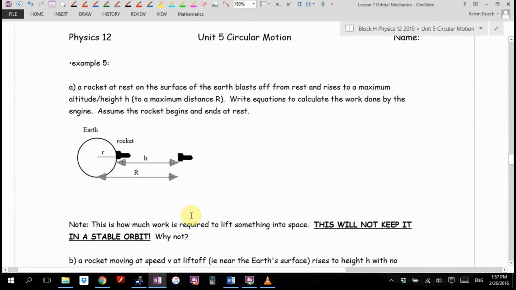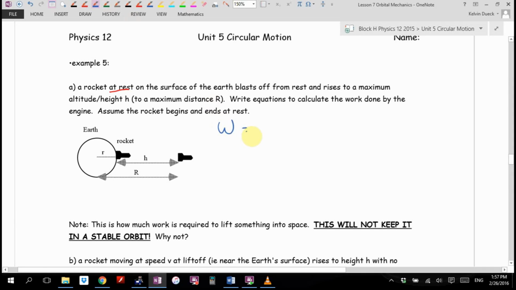So all we're going to do now is summarize the different situations. We're going to generate the equations and then quit. So here's the first situation. A rocket at rest, I'd probably underline the words at rest, blasts off from rest and rises to a maximum height h, or a maximum distance big R. Write equations to calculate the work done. Work?